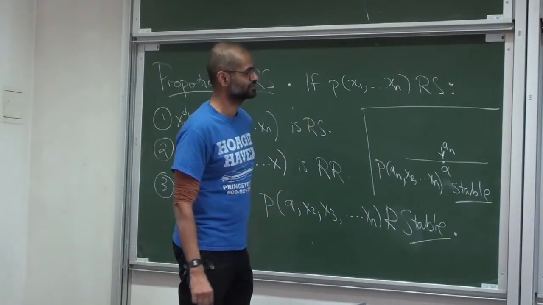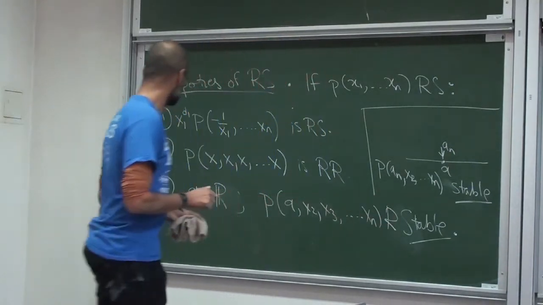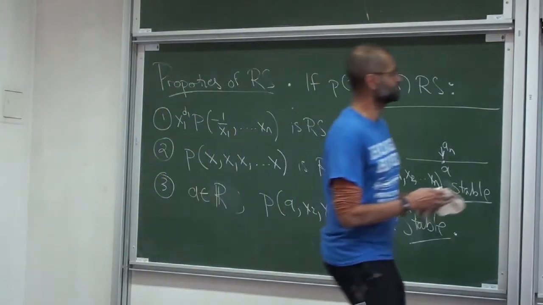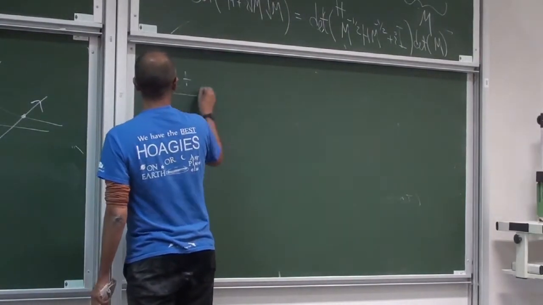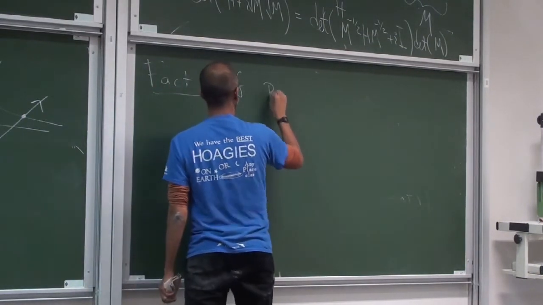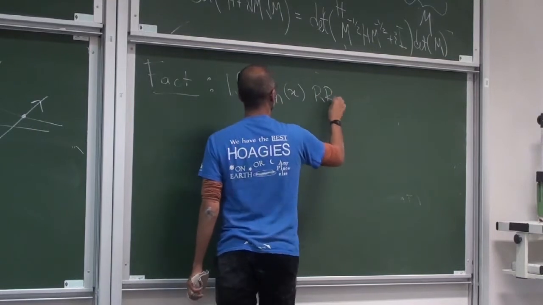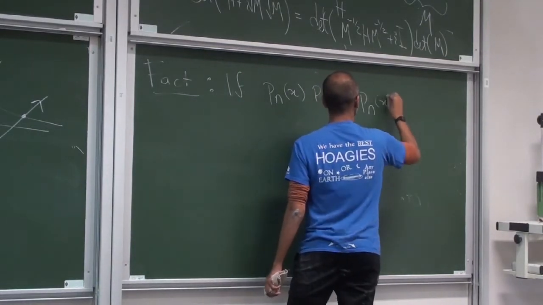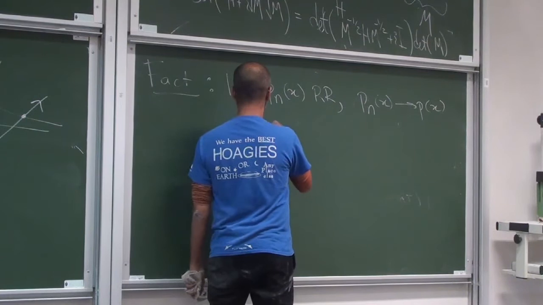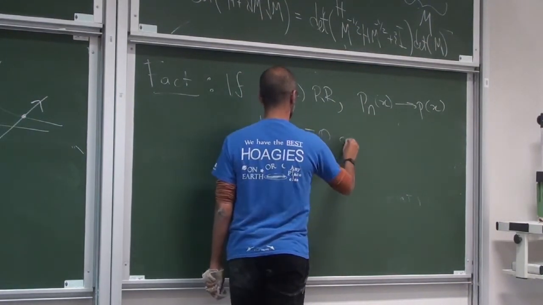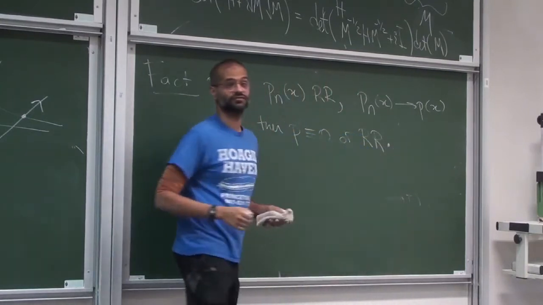Now I'm going to appeal to a fact, which I'm not going to prove, it's basic complex analysis. Here's the fact: if you have a sequence of real rooted polynomials and they converge to some other polynomial in the sense of coefficients, then either this limit is identically 0 or it's real rooted. Taking limits preserves real rootedness.